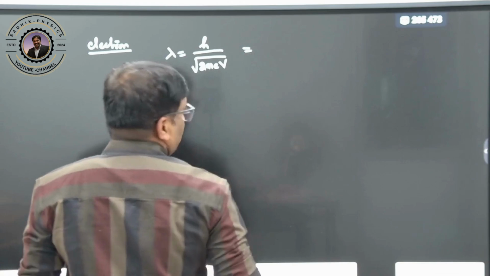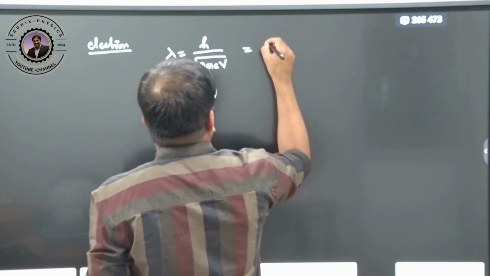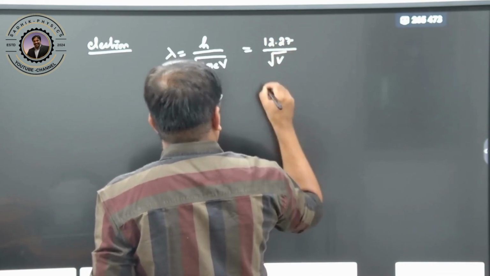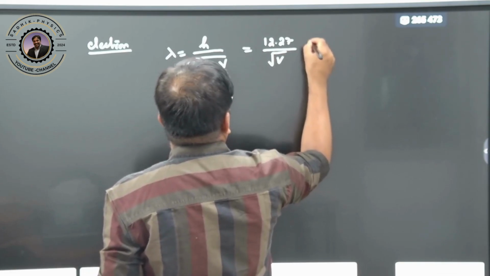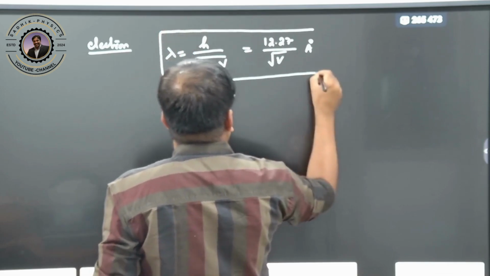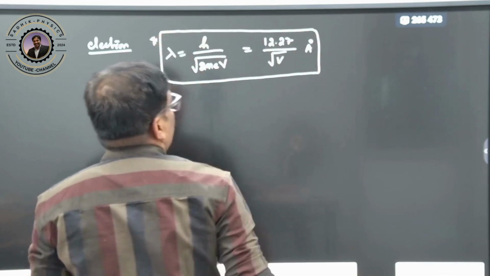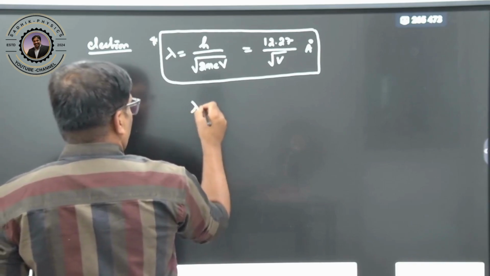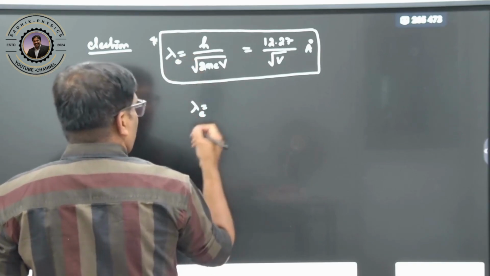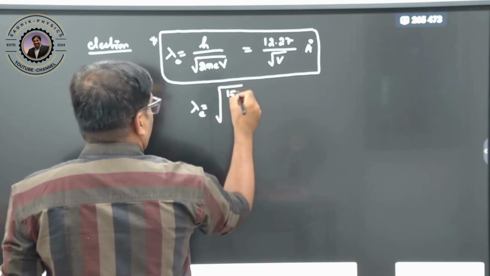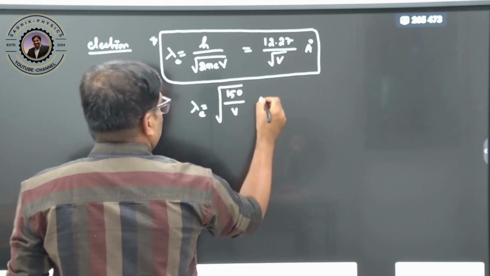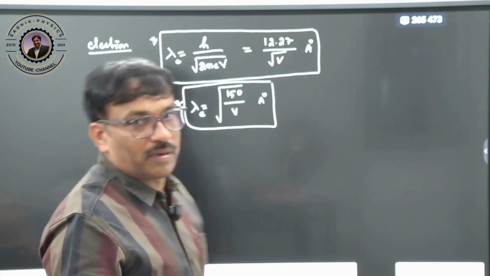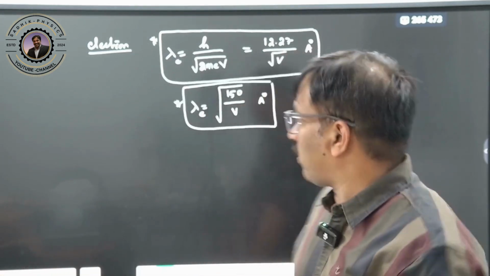Therefore if you simplify this, you can write it as 12.27 divided by root V. Therefore it will give us the answer in terms of Armstrong. Clear? 12.27 by root V, so the answer will be in Armstrong. This is the de Broglie wavelength for an electron only, not for any other particle. Or you can write it as 150 divided by V, so this is in Armstrong. This is also one of your easy formulas you can remember. Clear? So this is one easy way you can remember.